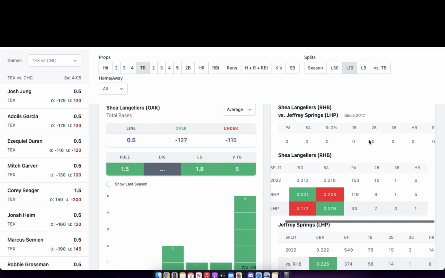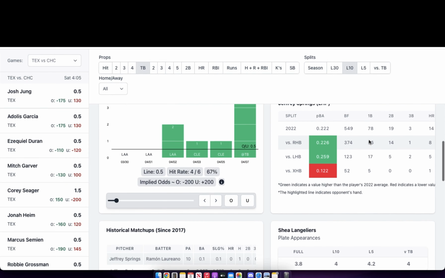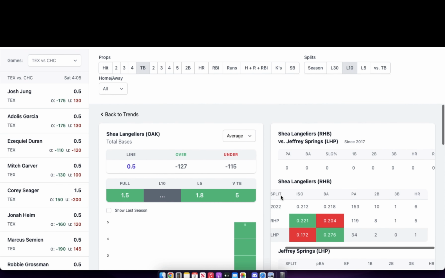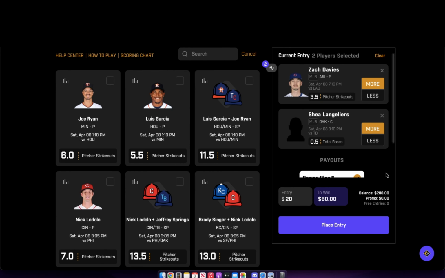And then, really, this does come down to opportunity. Seeing 3 to 4 plate appearances, which he's been getting. I mean, look at this: 4, 4, 5, 4, 4, 3. On average, he's giving you 4 plate appearances per game. That's plenty of opportunity for any batter to get on base one time. All we need is a single, and you can check the box on this prop. So I like the way this matchup is looking for Langeliers versus Jeffrey Springs. Give me the over on his 0.5 total bases.